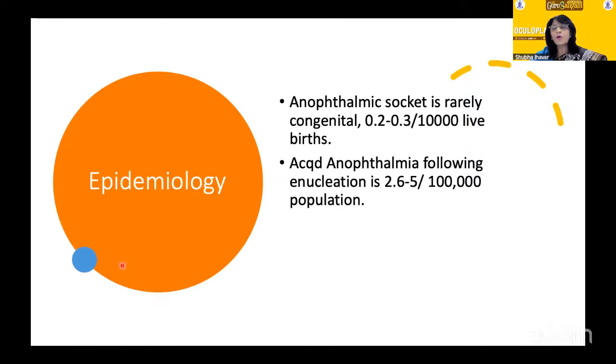Now, epidemiologically, an anophthalmic socket is rarely congenital, only 0.2 to 0.3 per 10,000 live births. But an acquired anophthalmia is seen in 2.6 to 5 per 1 lakh population.